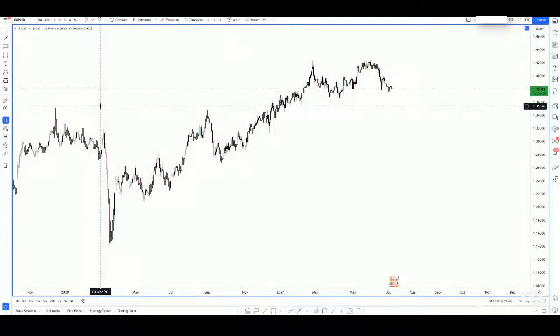Hi everyone, welcome to today's trade of the day, and for today's trade of the day I will be looking at the pound dollar. The pound dollar has a very interesting configuration.